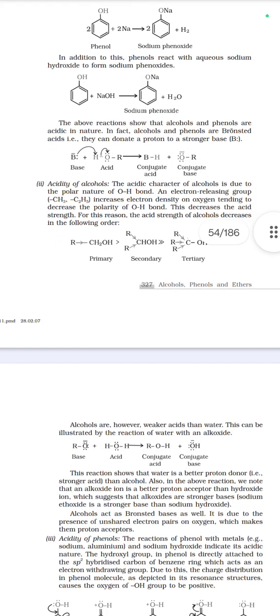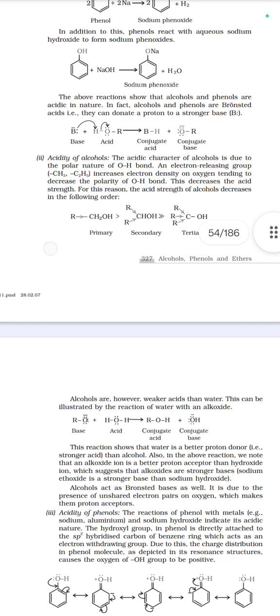The above reactions show that alcohol and phenol are acidic in nature. In fact, alcohol and phenol are Bronsted acids. They can donate a proton to a strong base. Base plus acid gives conjugate acid plus conjugate base. Second, acidity of alcohol.